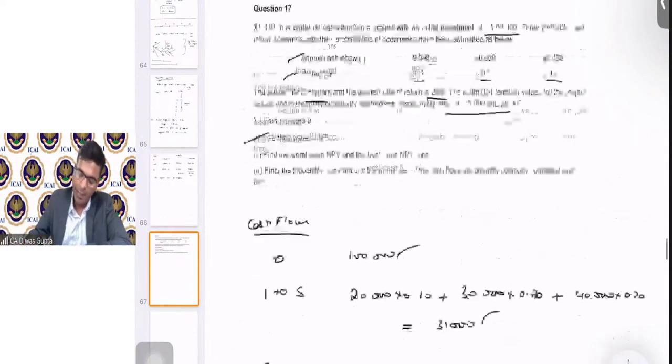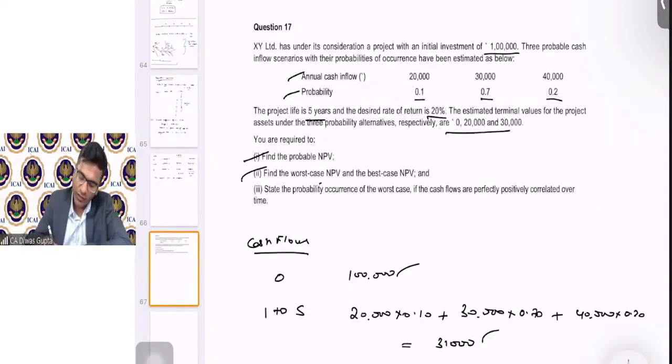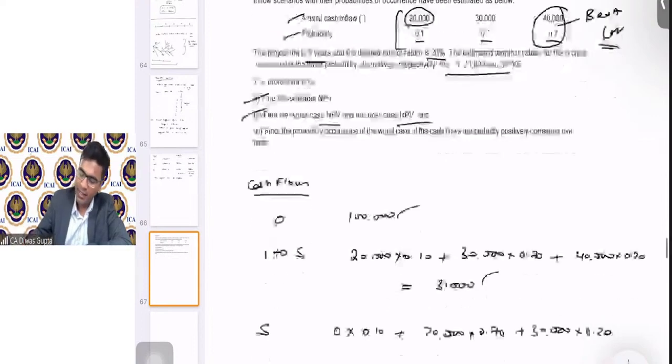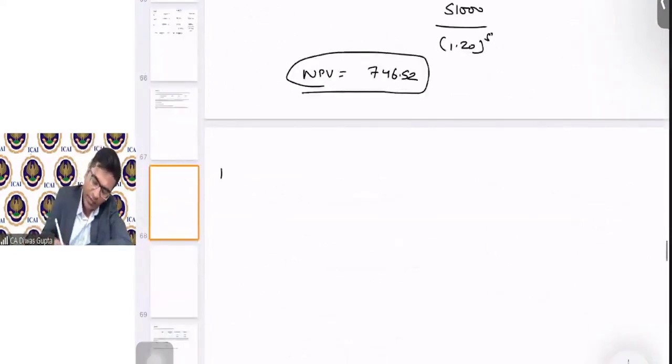The second part here, find the worst case NPV and the best case NPV. So students, what is the worst case here? The worst case is basis the cash flows. So this is the worst case. What is the best case? Again, basis the cash flow, 40,000 is the best case. So this one is the best case. Okay, students. So can we calculate the worst case and best case? Yes, we can definitely calculate.